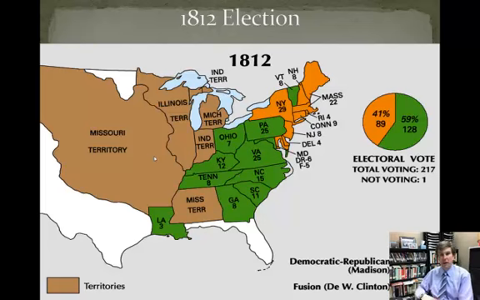Now, 1812 is an election year, of course. The war has already begun, and then there's an election in November. And Madison's going to win again, but you can see there's not a whole lot of support up in New England.